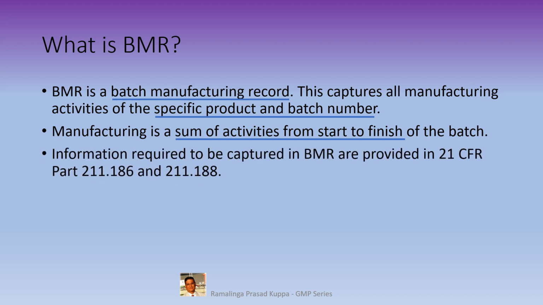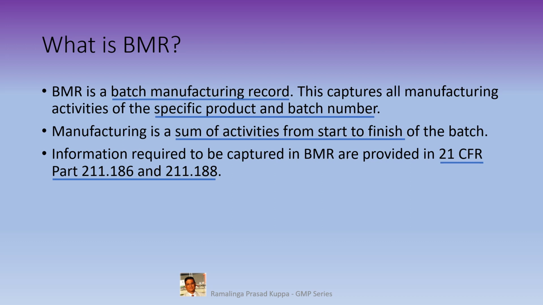Information required to be captured in BMR are provided in section 21 CFR part 211.186 and 211.188. In addition to the product specific processing steps, these sections will provide common requirements to be recorded in the batch manufacturing record. Section 186 prescribes requirements for master BMR and section 188 prescribes conditions for batch manufacturing record.